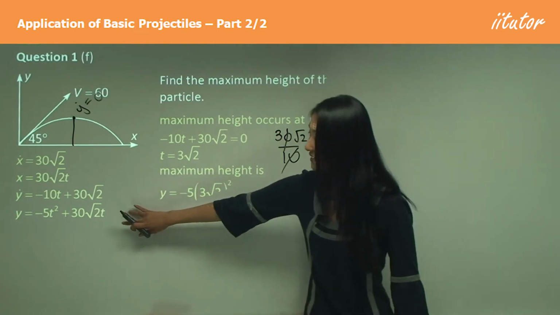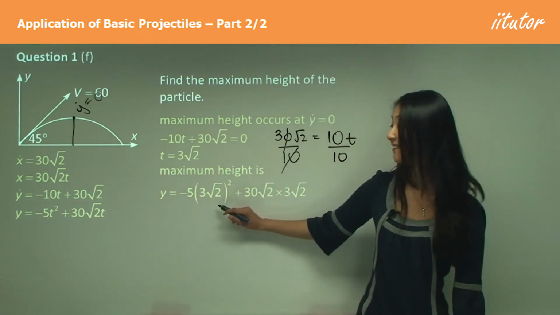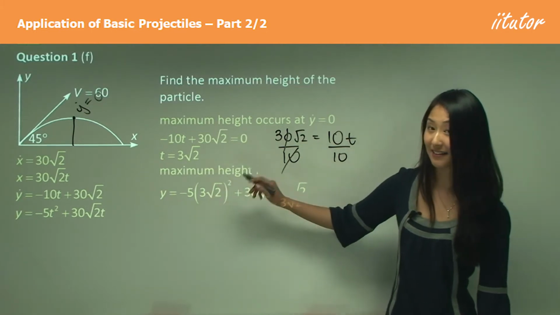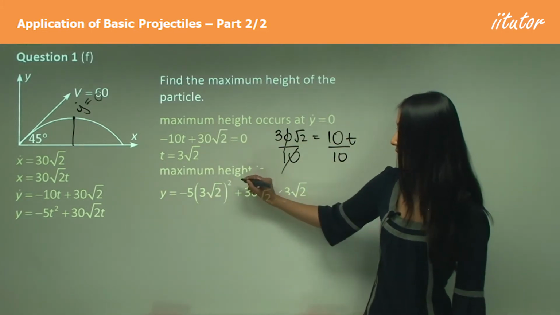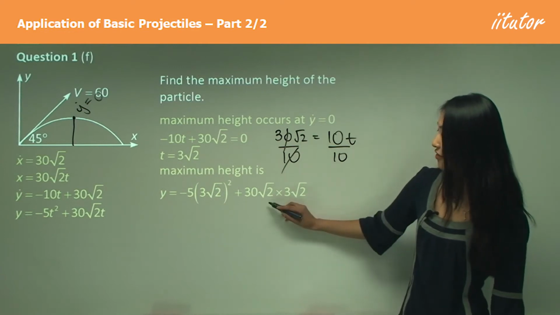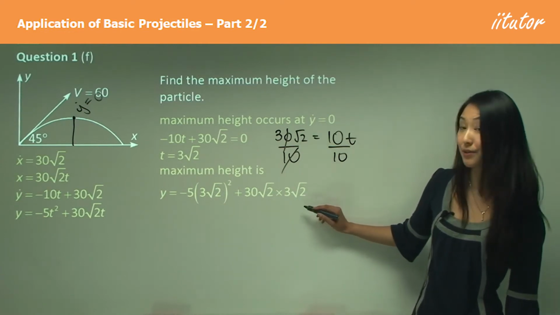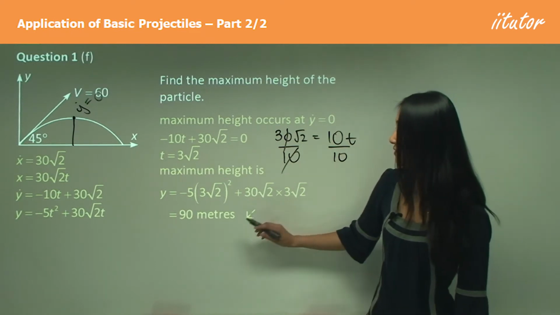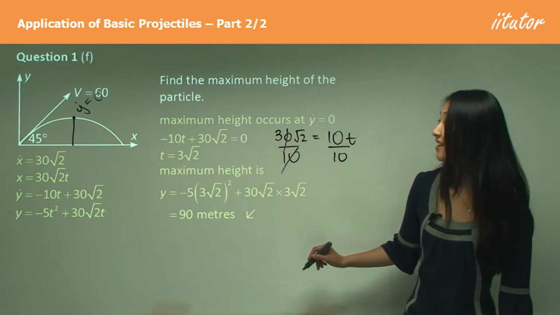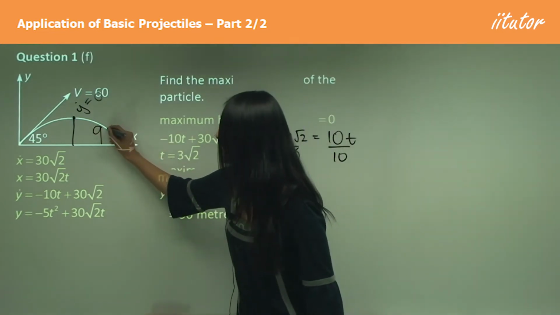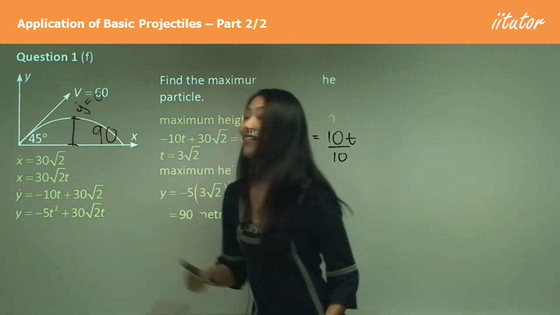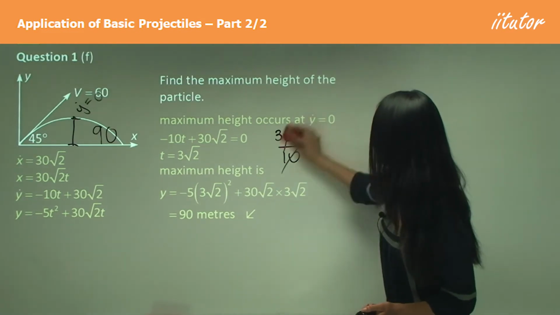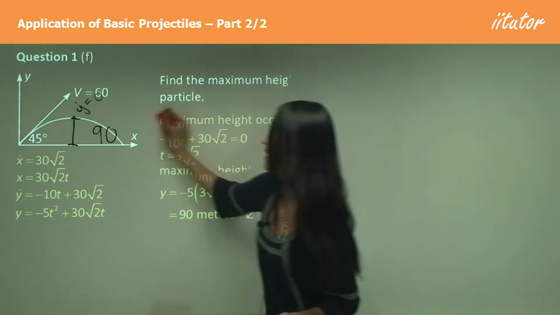So looking at this equation, wherever there's t, substituting in that, -5 times 3 square root 2 squared, just work that out in your calculator, and that should be -90, and 30 square root 2 times 3 square root 2 should give you 180, and add that together, and that gives you 90 meters. So that means we've just worked out that height there is 90 meters. So your maximum height for this particle is 90 meters for this case.